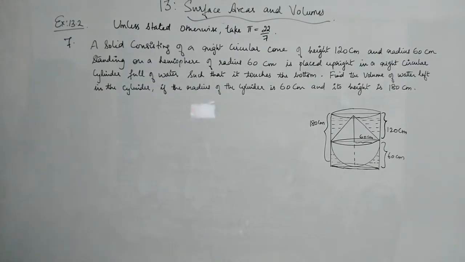Question number 7 is, a solid consisting of a right circular cone of height 120 centimeter and radius 60 centimeter standing on a hemisphere of radius 60 centimeters placed upright in a right circular cylinder full of water such that it touches the bottom. Find the volume of water left in the cylinder if the radius of the cylinder is 60 centimeter and its height is 180 centimeters. So this is the figure.